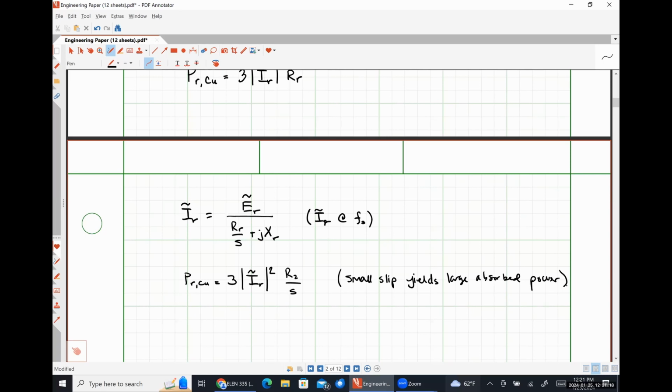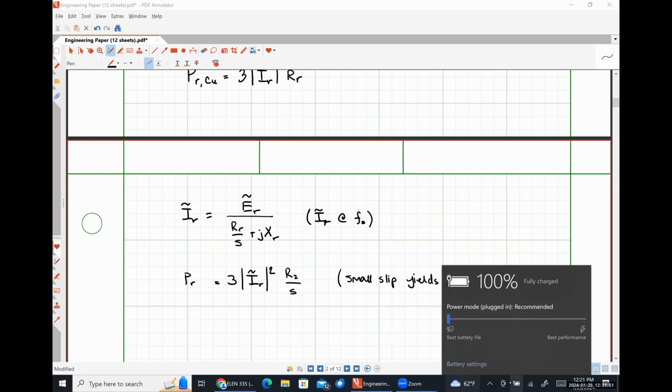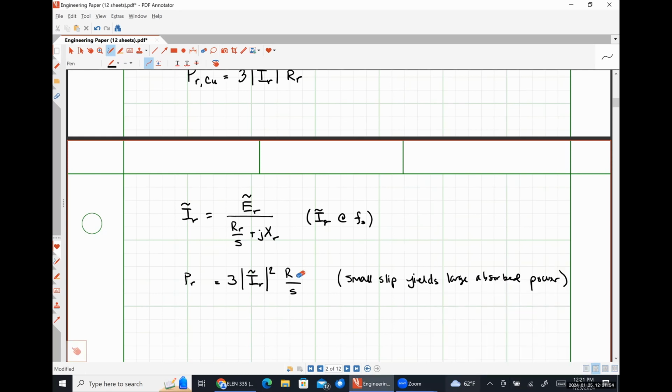Sorry, I'm just looking at my notation here. I'm going to take this off right here. The reason why I took off that comma CU is because I erroneously said that this is just going to be our copper losses, but that's not true. This is our total power absorbed by our rotor. So it's any losses we have plus any mechanical output power we have, all of that lumped together. So my mistake. Let me, actually, it says R2 because I'm confusing myself. R sub R. Thank you for that, Bailey.